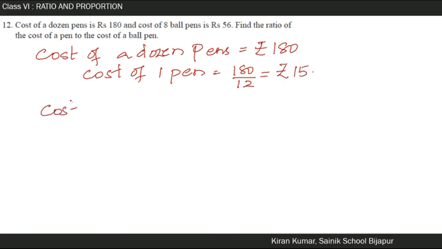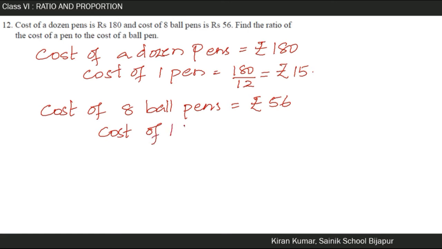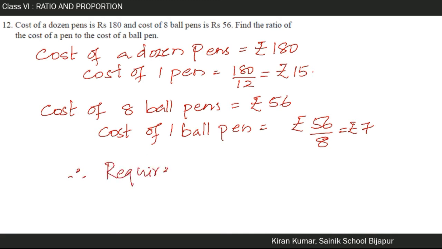They have also given that the cost of 8 ball pens is rupees 56, so the cost of 1 ball pen will be equal to rupees 56 upon 8, we get it as rupees 7. Therefore, required ratio will be equal to 15:7.